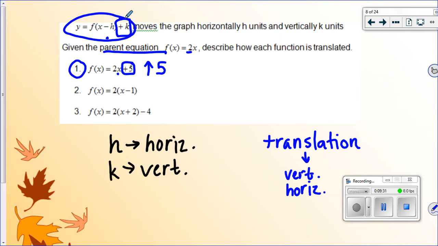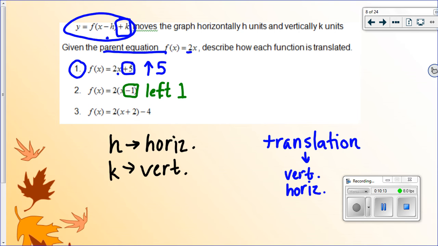Now let's look at number 2. Number 2 is a little bit different. I have no k value that's been added or subtracted, so I'm going to ignore that. But I do have something that's happened to my x value. And again, my x value is a horizontal translation. So if I'm subtracting 1 from x, that's going to slide across the x-axis, which means left or right. Now this is minus 1, so originally I would think that means left 1. That makes sense: it's minus 1, so that would move to the left 1.